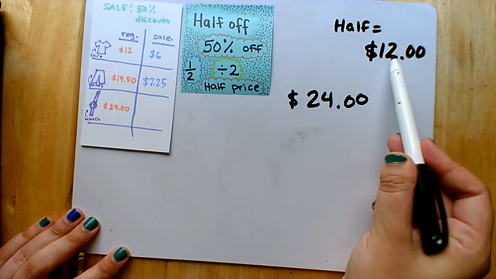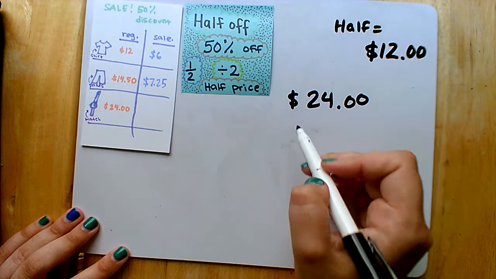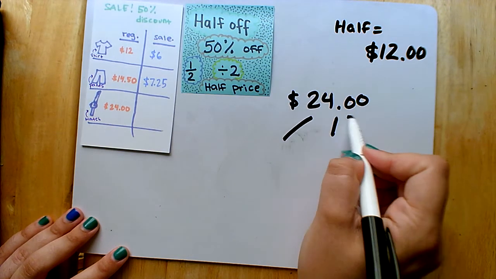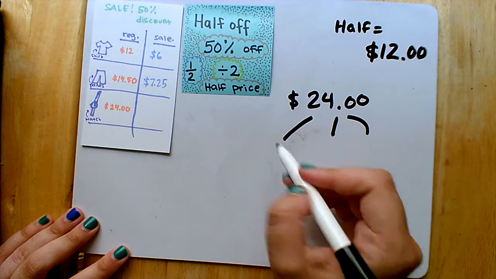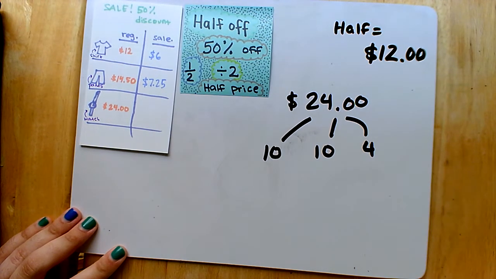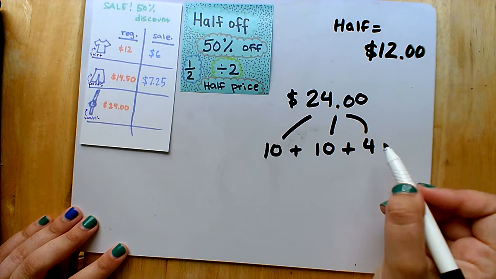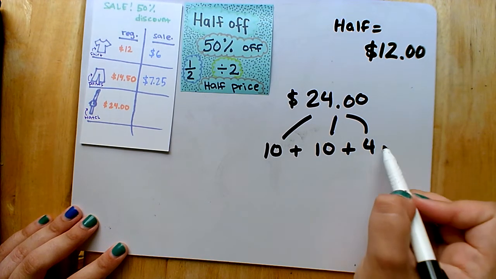Well, we split this into numbers that work for us. I'm going to go with 10, 10, and 4. $10 plus $10 is $20. 4 more makes 24. Now my 24 is split in a way that makes this math a little bit easier for me.